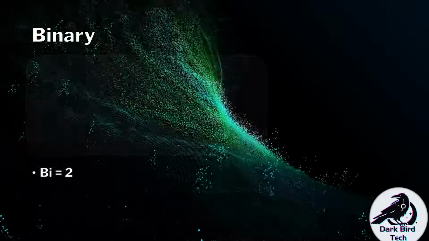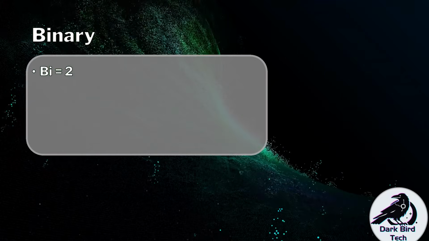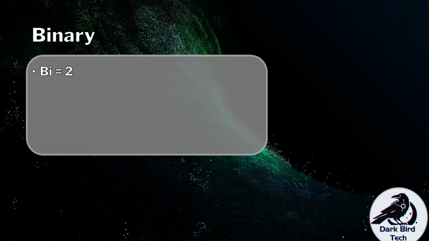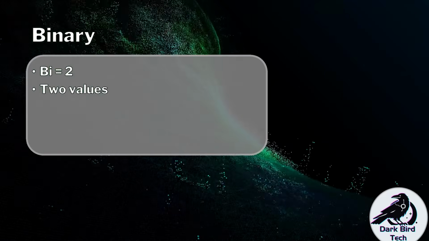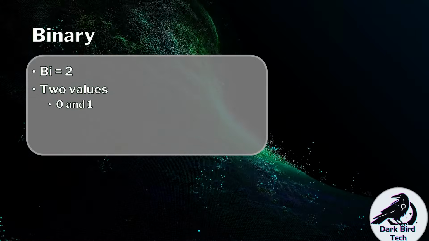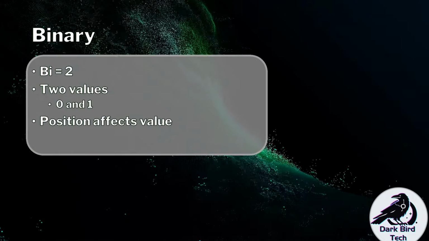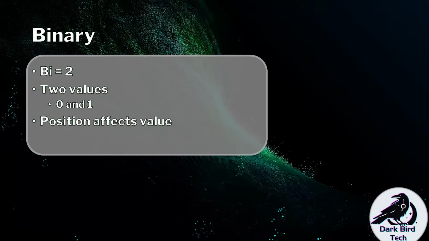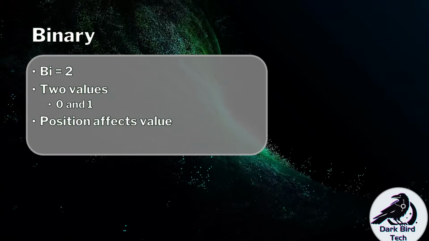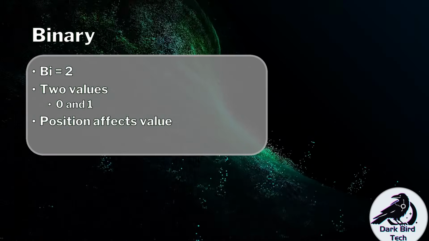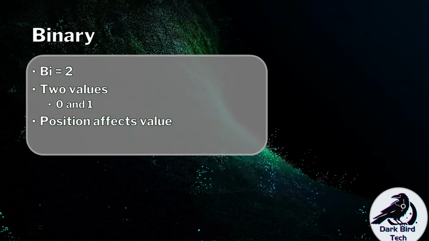Now, bi means 2 in Latin. Again, if I'm wrong, please correct me. But that means we've got two values to work with, 0 and 1. And just like decimal, the position we put these numbers in affects the value we're representing. Now, I personally believe that binary should actually be easier than decimal.